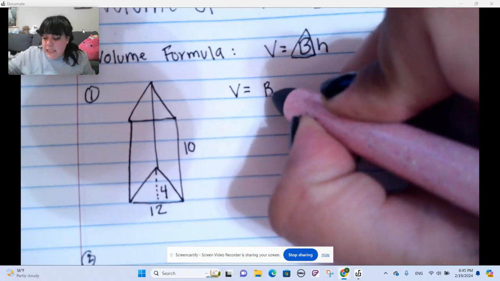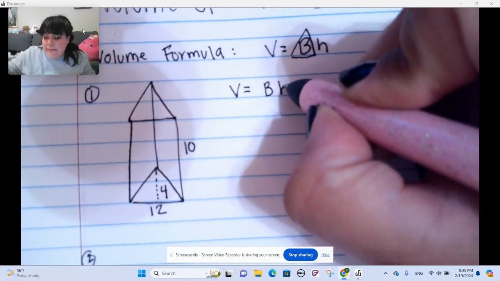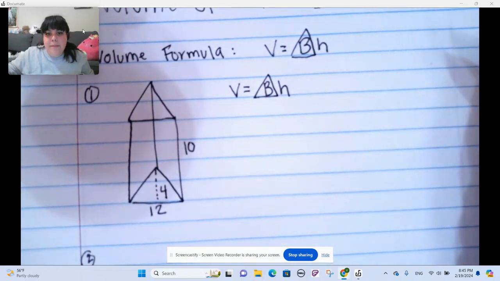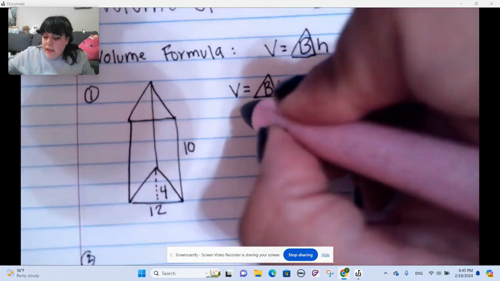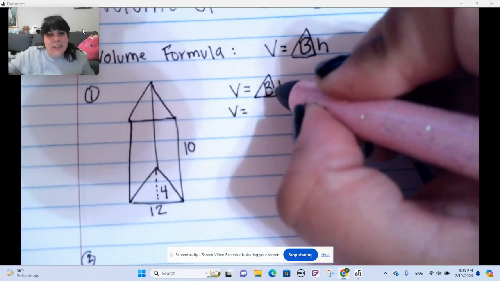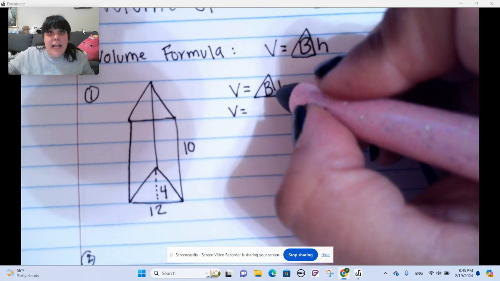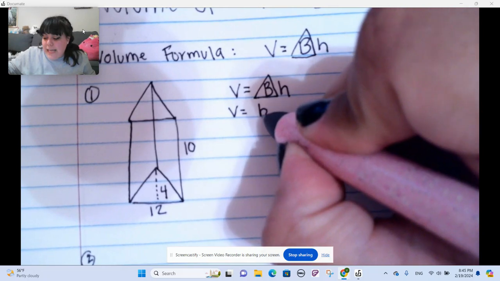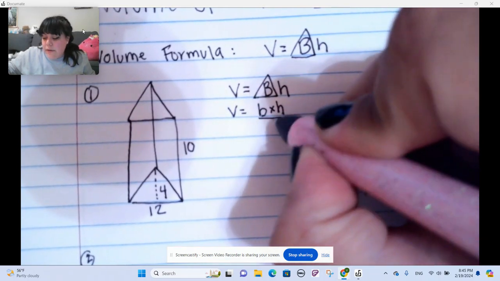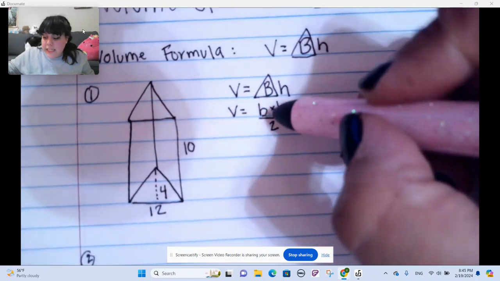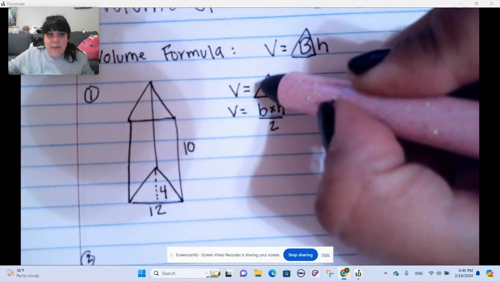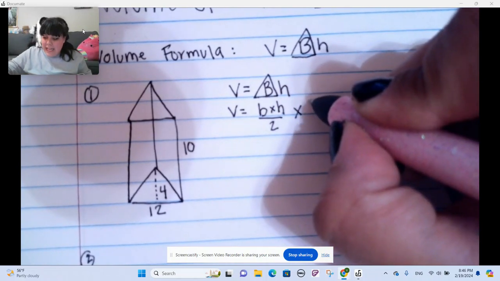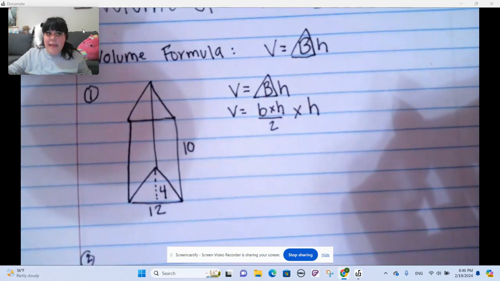Volume equals the area of my base times the height of the prism. And again, I'm going to put a triangle over the B, the big B. Okay, so volume equals, see if you remember the formula for the area of a triangle. If you guess base times height over 2, you're correct. So this is just the area of my base. All right, so then to that, I'm going to multiply my height of my prism.